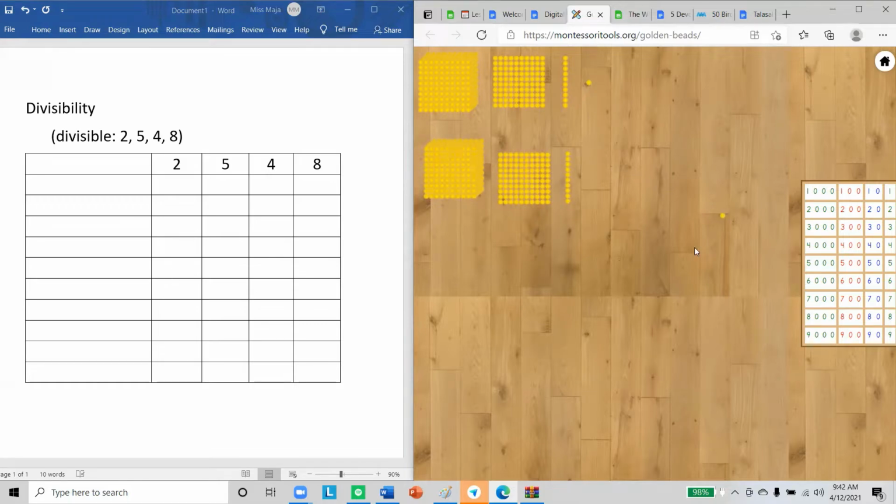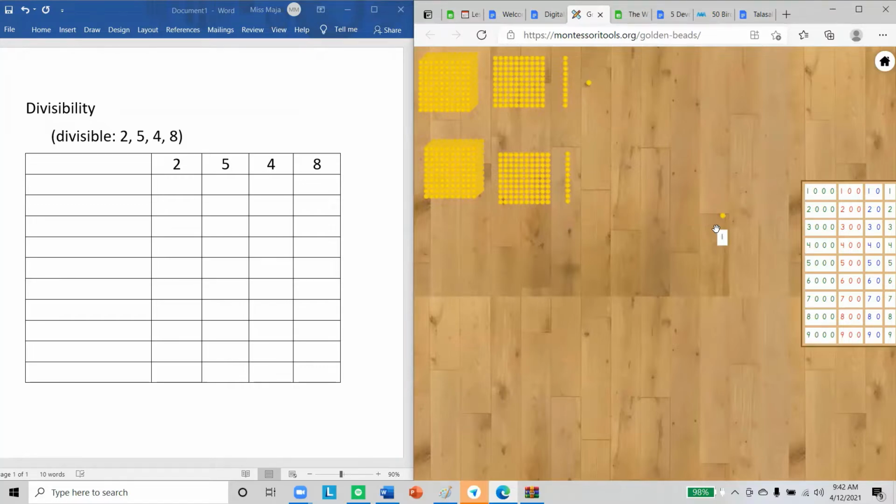Now, let me ask you, among the unit, what are the numbers in the unit that is divisible by 2? Meaning, what are the numbers in unit I could divide equally by 2? Can you please type it in the chat box? What numbers in the unit can I divide equally by 2? Meaning, if I have 1, can I divide 1 equally?